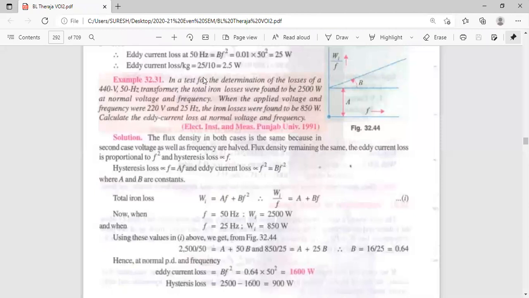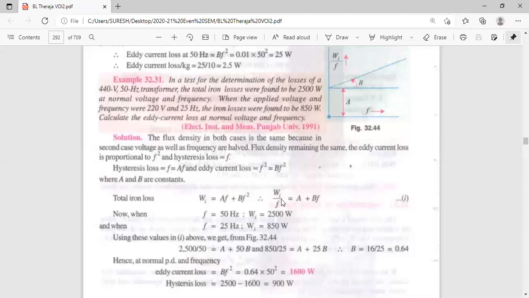So in the first case, what is he giving? At 50 hertz, iron loss is 2500 watts. WI is equal to 2500 watts at 50 hertz. Next, at 25 hertz, what is the iron loss he is giving? 850. See here, they have given the data. When frequency is 50, iron loss is this much. When frequency is 25, iron loss is this much.